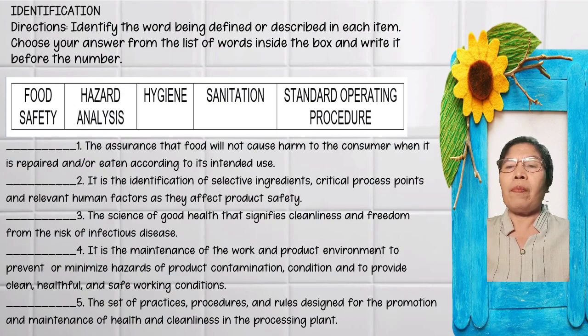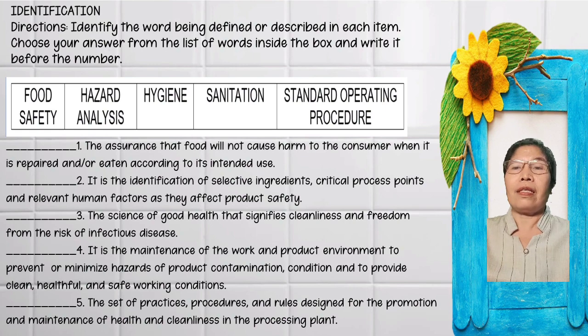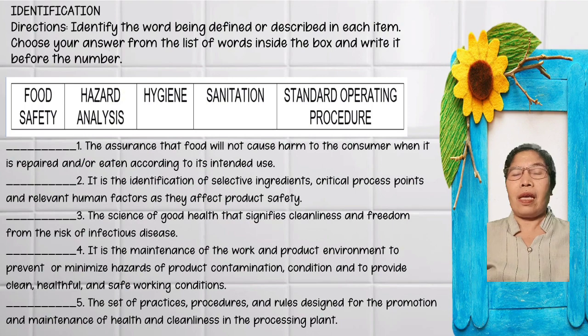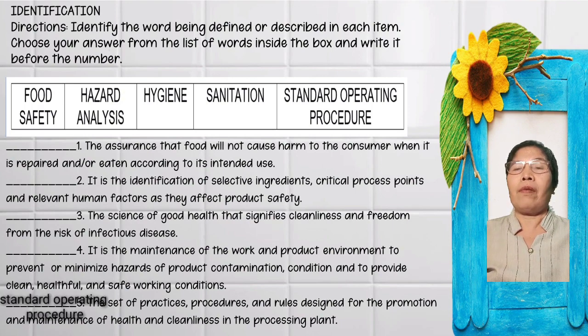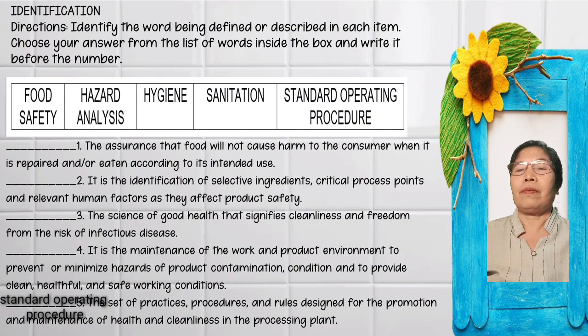Next, number 5. The set of practices, procedures, and rules designed for the promotion and maintenance of health and cleanliness in the processing plant. Is it food safety, hazard analysis, hygiene, sanitation, or standard operating procedures? What's your answer? Correct. It is standard operating procedures.